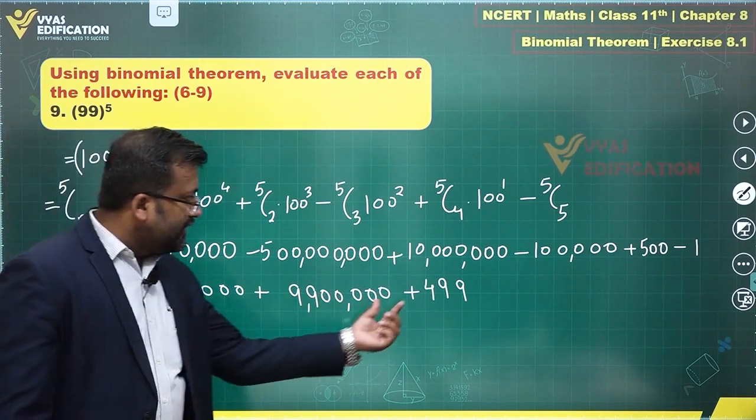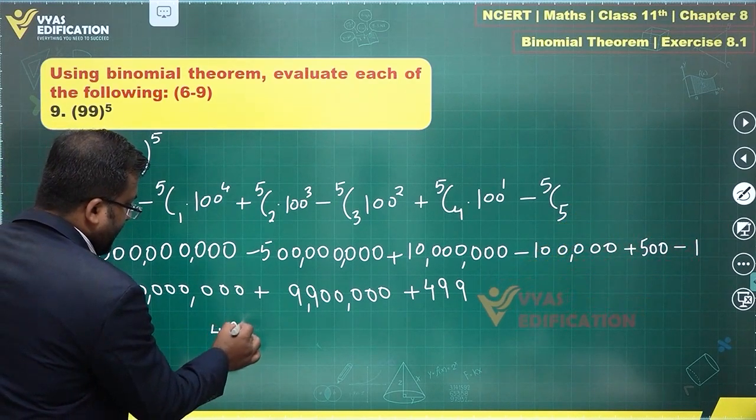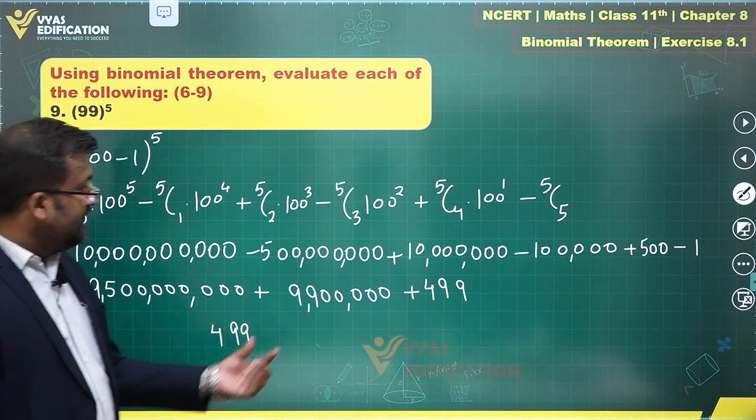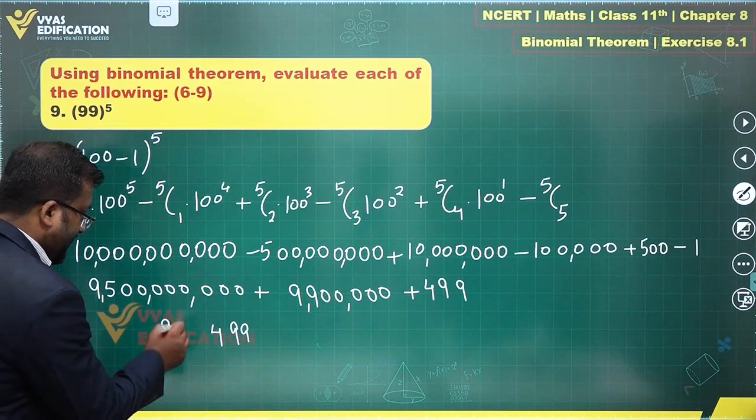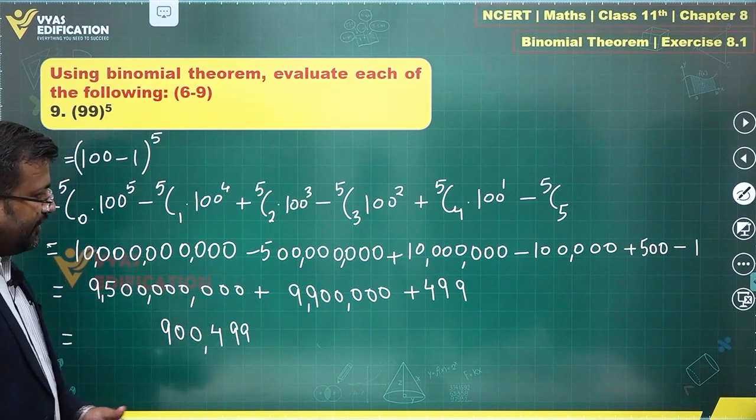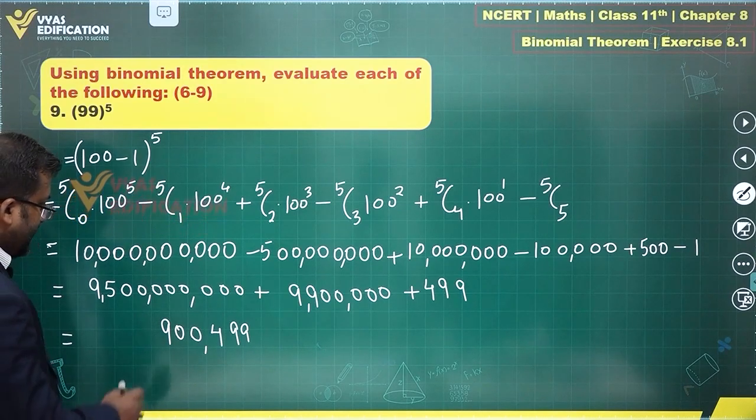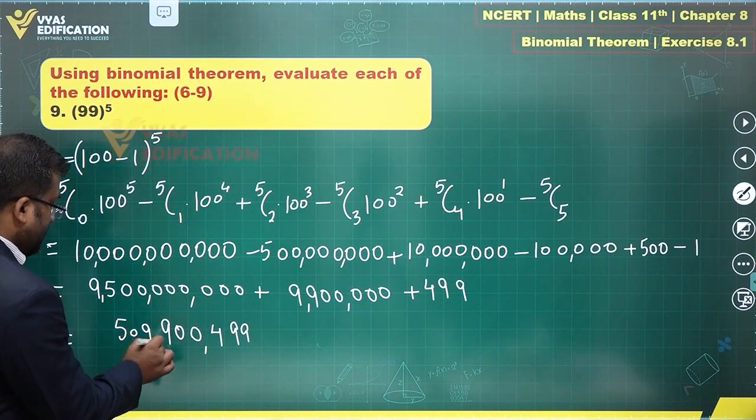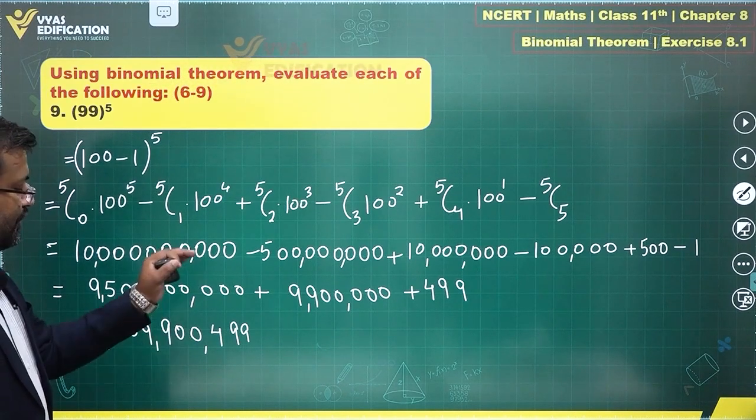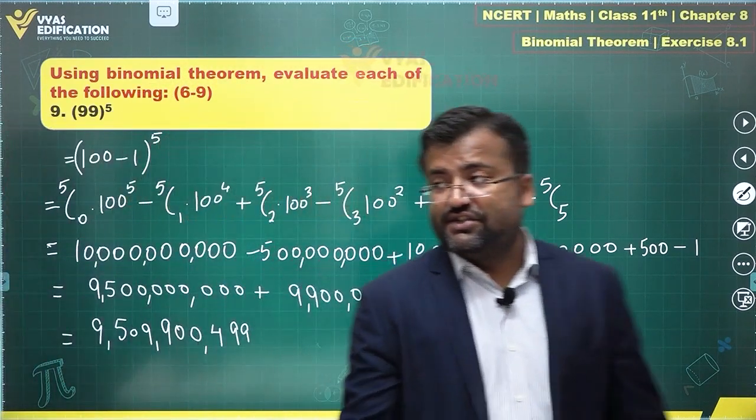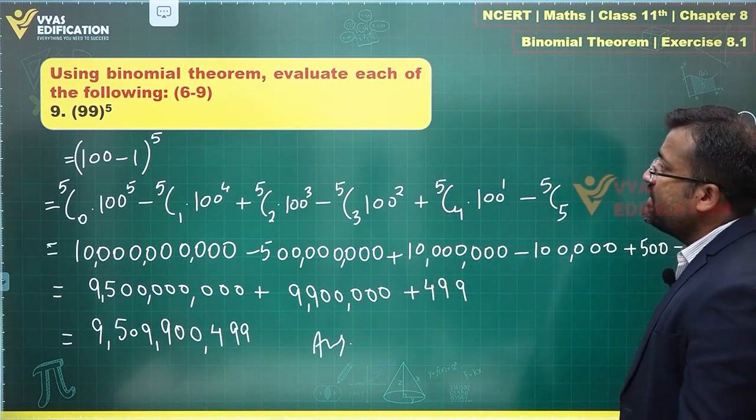At the end, you have 000, 000, and 499. So add them together and you will get 499 at the end. What else? The next group has 900 and 000 over here. You'll get a 900 on adding them together. After that, you have a 9 and you have a 500. Add them together, you will get 509. And there's a 9 remaining. So this is 9,509,900,499, and that is the answer for this question over here. As you can see behind me, the complete calculations are done over here.